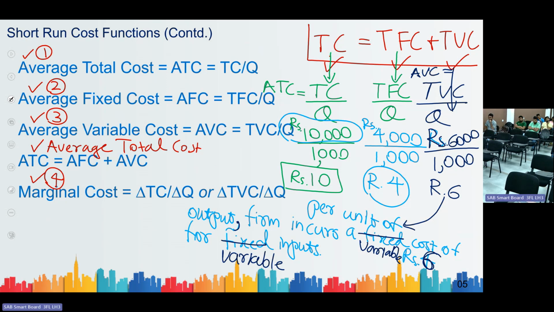So average costs are per unit costs. Average total cost is total cost divided by output; that is per unit total cost. Average fixed cost is total fixed cost divided by the number of units produced; that is per unit fixed cost. Average variable cost is total variable cost divided by the number of units of output produced; that is per unit variable cost.